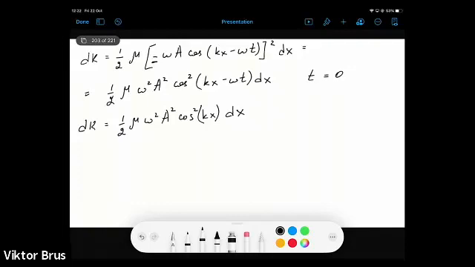So now let us calculate the kinetic energy of all small elements of the string along one wavelength. Let's mark it as K lambda, equal to the integral from 0 to lambda of dk.